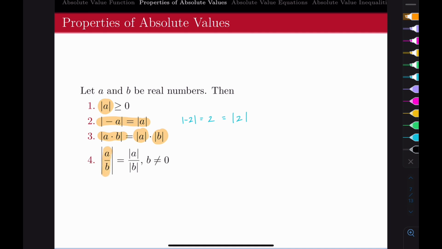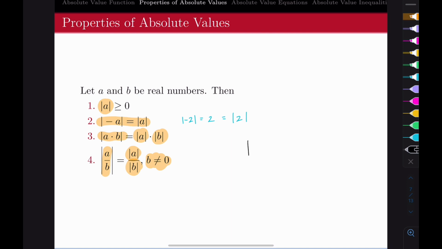And same thing with division. You can take the absolute value of the numerator, divide it by the absolute value of the denominator, only in the case that the denominator is not equal to 0. So essentially the absolute value is going to split for multiplication and division. However, it does not split for addition.